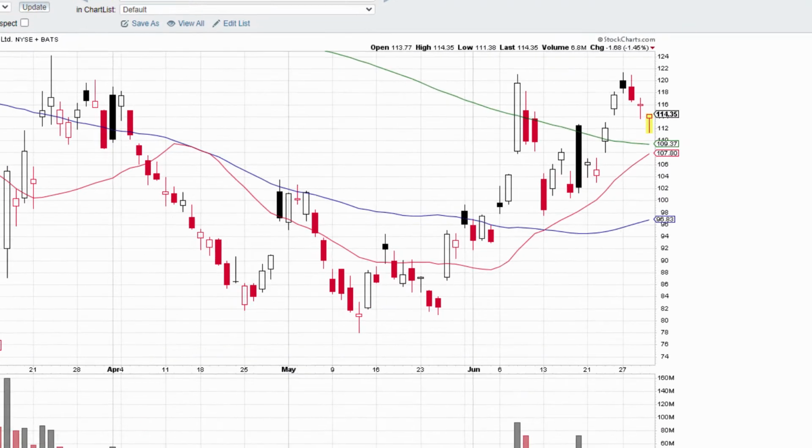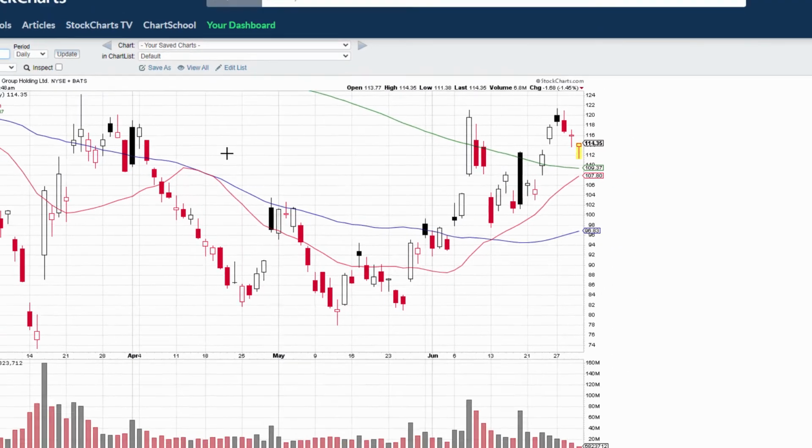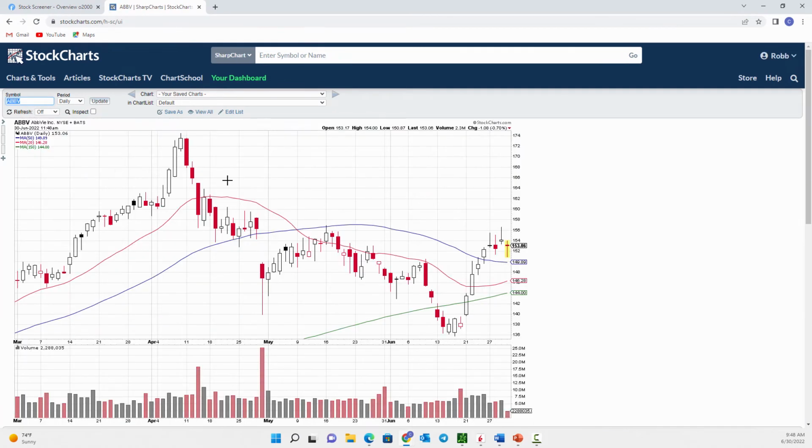Alibaba looks interesting. It has this little cup and handle, ascending triangle, and probably should break out to the upside. And then we highlighted ABV as a potential candidate. ABV has a little pullback here and potential for further upside. And I'm going to use ABV as the example today. So now we've got to think about, well, what are our potential targets?